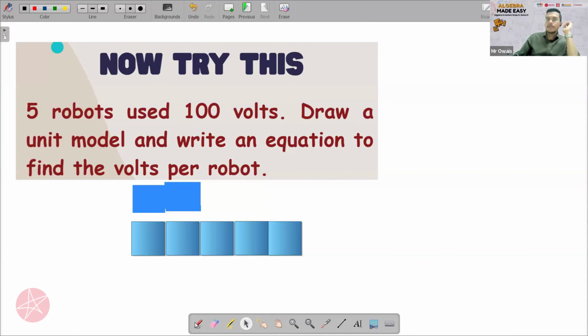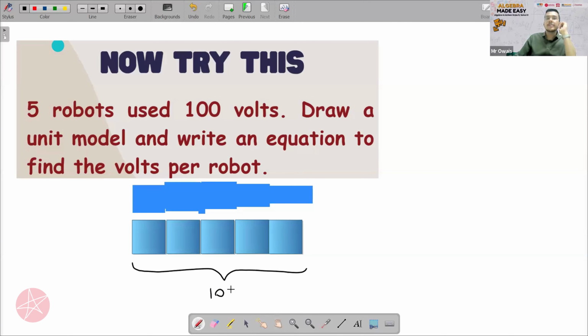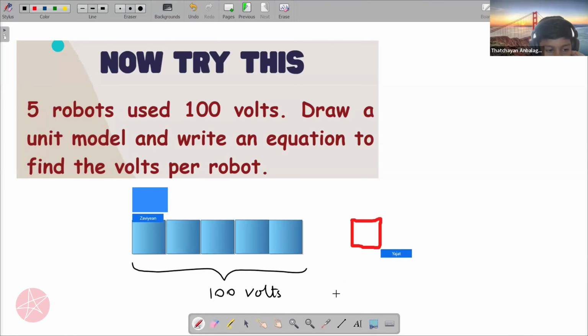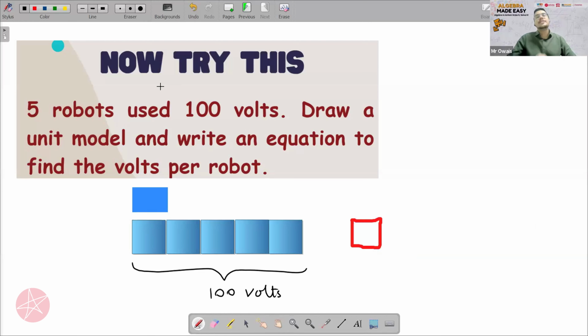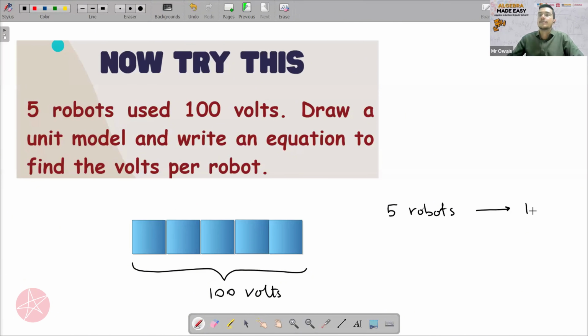And because we know the total number here, how many volts did they use altogether? 100. Yes, they used 100 volts, right? So I'll write over here 100 volts. From here, what is our goal going to be? You guys can just tell me for now on the mic. Since all of them used 100 volts, we're going to write down 5 robots. This is 5 robots. How many volts did they use? 100 volts.